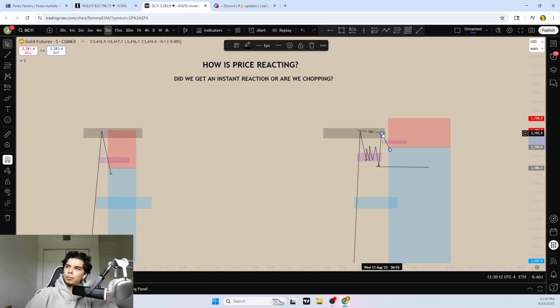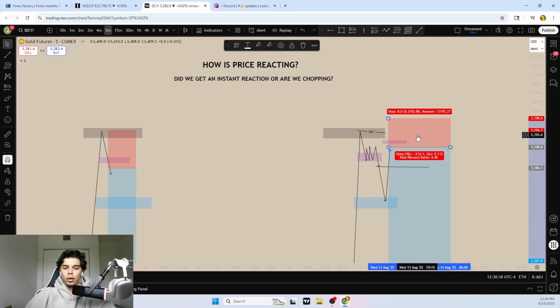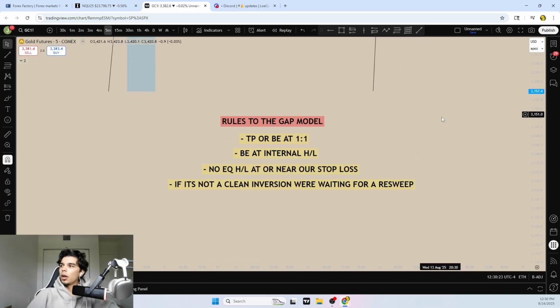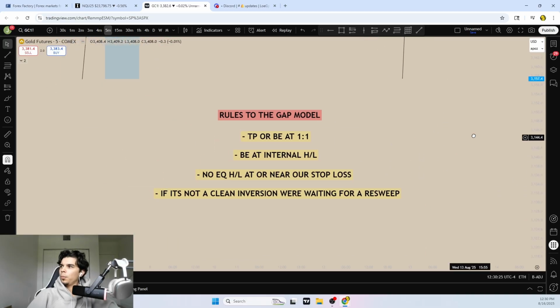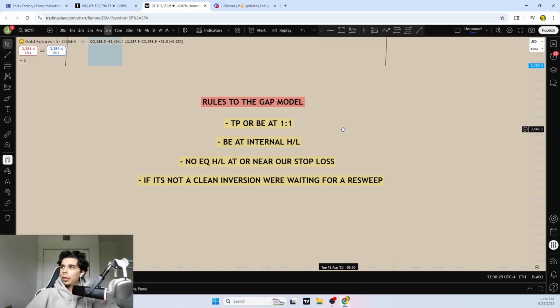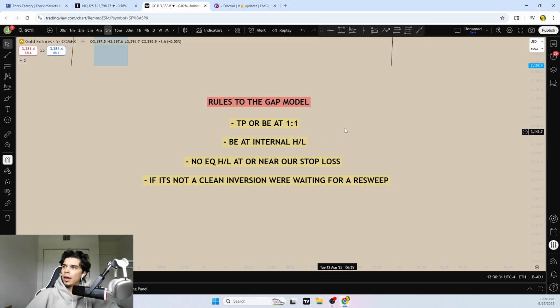Now, say price doesn't want to resweep and we end up inversing that and it runs to our take profit. Well, then so be it. It wasn't a good trade anyway. Why? Because we want clean inversions. And then what are the rules to the gap model? Well, TP or break even at a 1-to-1, right? Low RR, high run rate. Break even at internal highs or lows.